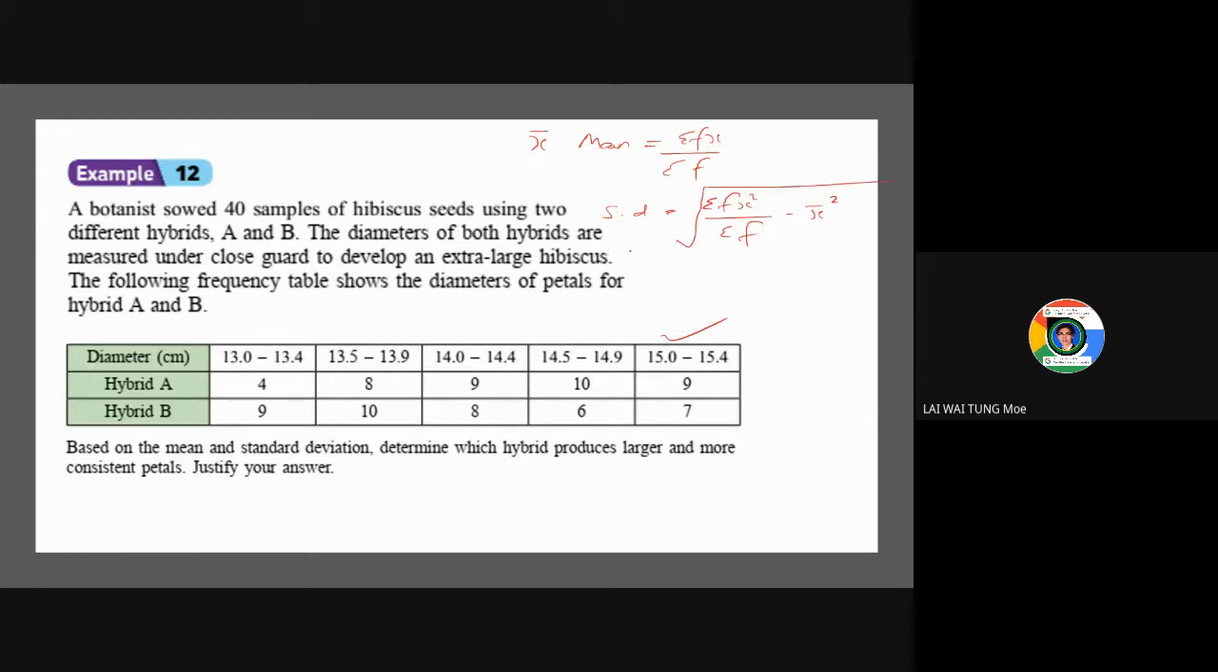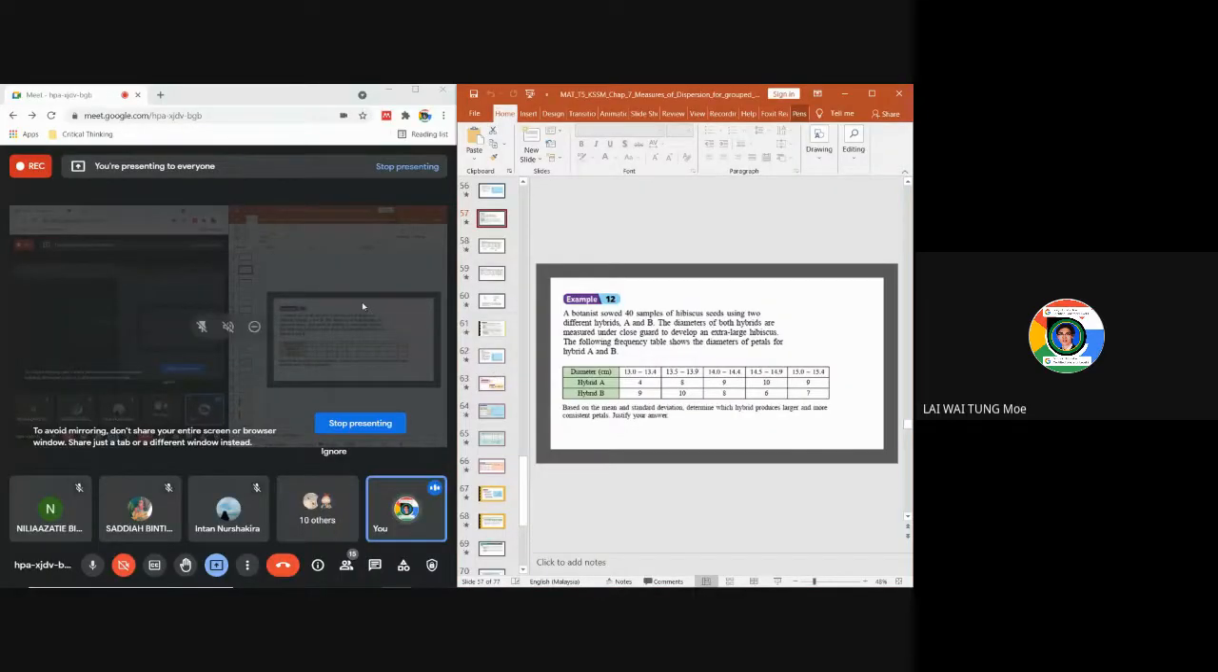In your frequency table, you should have your f, which is already given to you. Then you need to find out the midpoint, which is your x. After that, you need to find the frequency multiplied by the midpoint, fx. You also need to find x squared, which is the midpoint squared, and fx squared, the product of f and x squared. All of this you need to find out in your frequency table. So we will look at the solution.